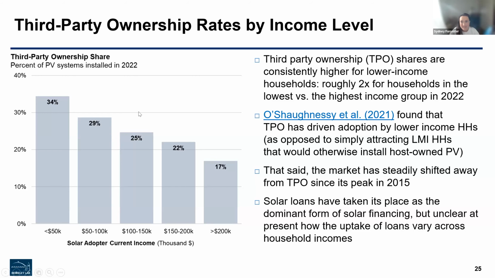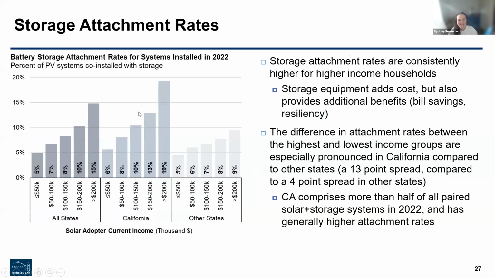So next slide, and I'm moving quickly to save time for the tool demo and questions, but feel free to continue to put questions in the Q&A function. So storage attachment rates. Battery storage is increasingly added to solar, and it is done so in low levels, but growing levels. We have here, again, the same breakdown. So there's 3 groupings, all states, California, and then the other states.